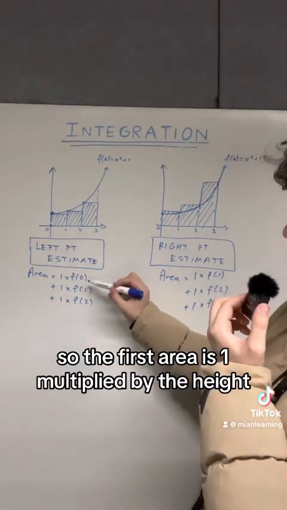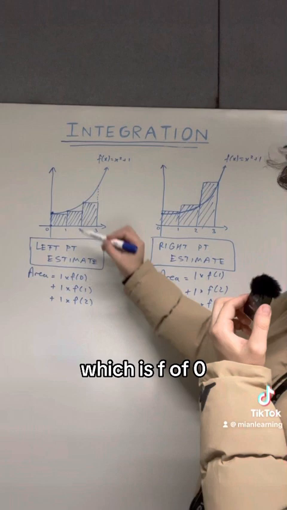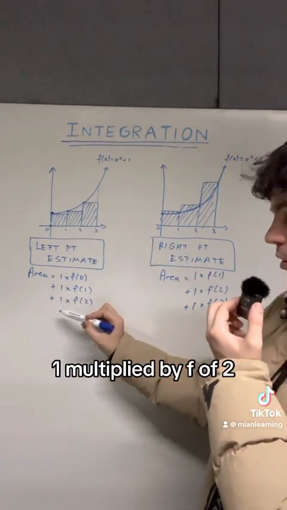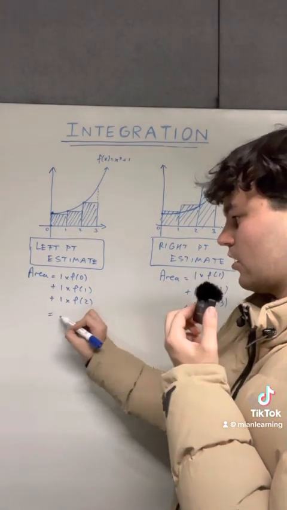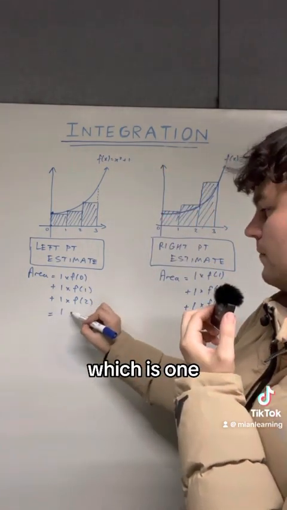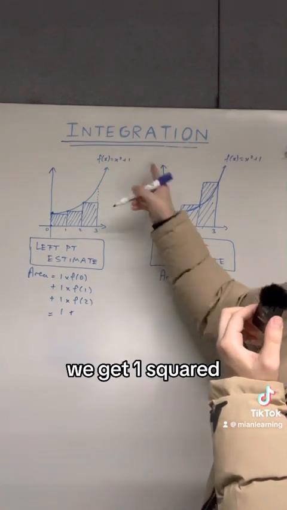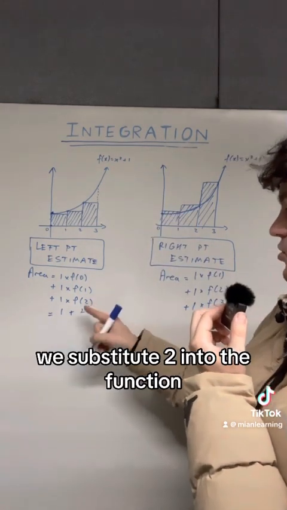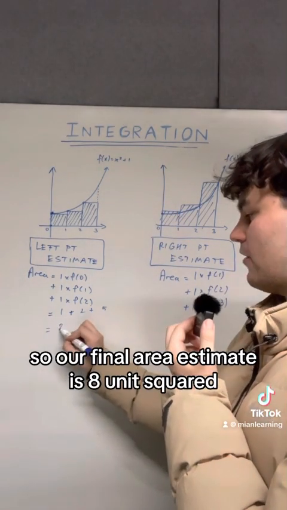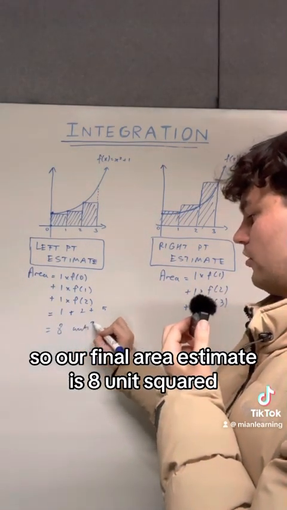So the first area is 1 multiplied by the height, which is f of 0, again because the left point is connected, and then 1 multiplied by f of 1, 1 multiplied by f of 2, and that's all added together. When we substitute in 0 into this function, we get 0 squared plus 1, which is 1. If we substitute in 1, we get 1 squared plus 1, which is 2. We substitute 2 into the function, we get 2 squared plus 1, which is 5. So our final area estimate is 8 units squared.